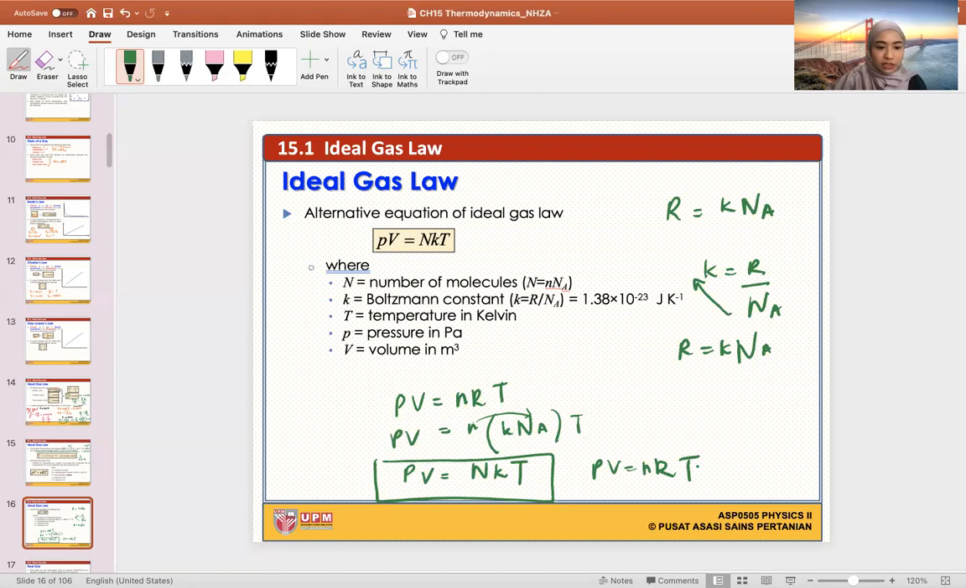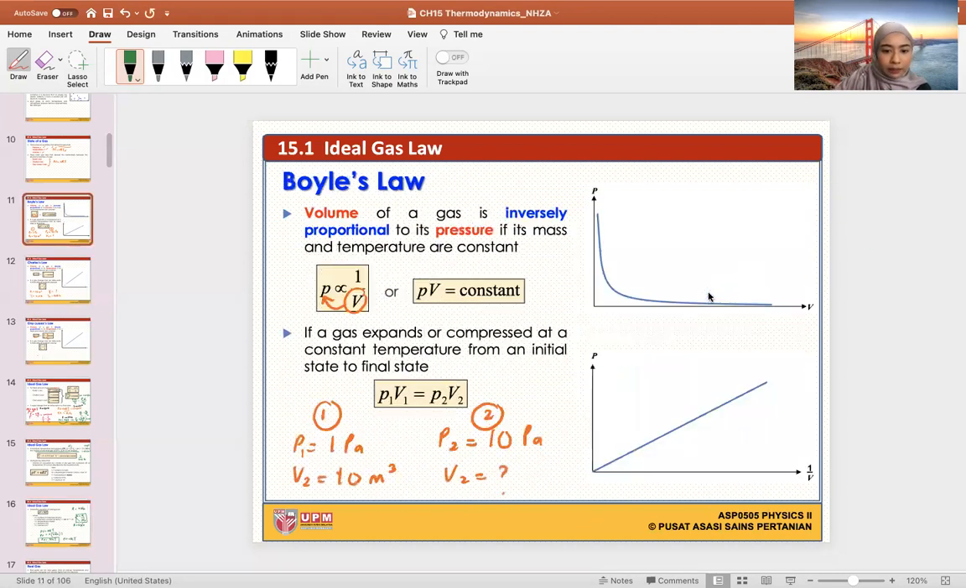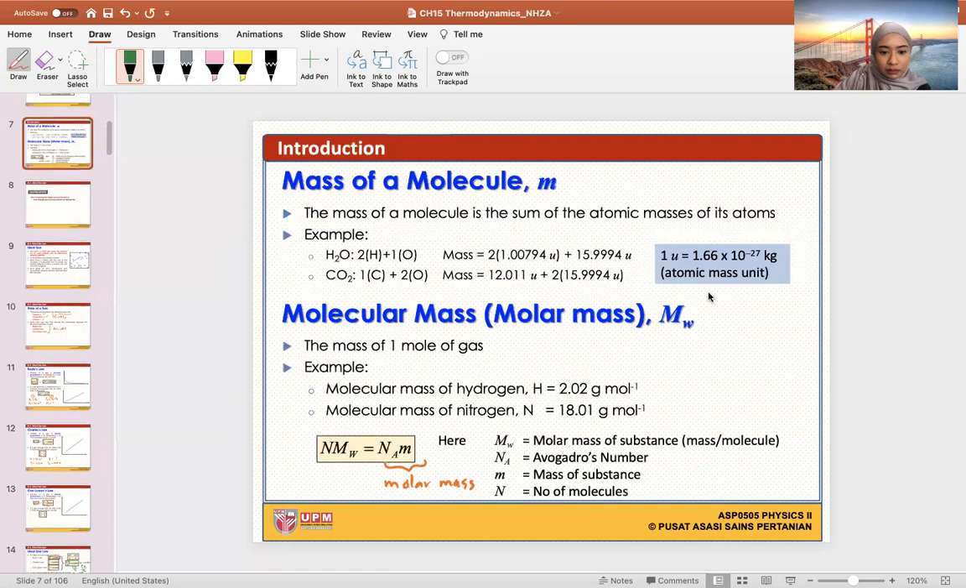If you don't want to use it, that's fine as well. Yang penting kat sini is remembering k equals R over NA. Okay, then it's easy for you to switch around. And also the equation yang PV equals nRT. These two equations and k equals R over NA are very important. If you want to switch around the equation to other versions, you just have to know these two.